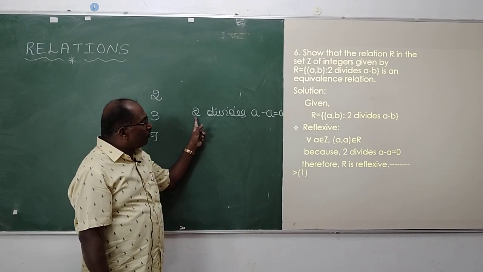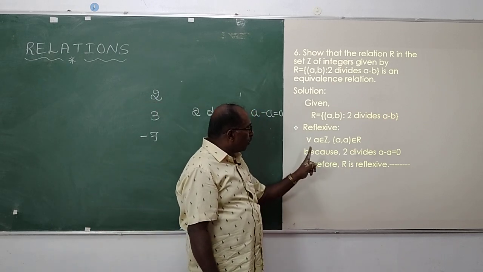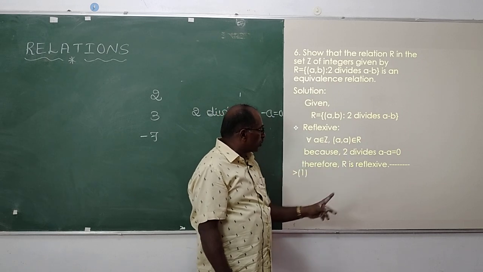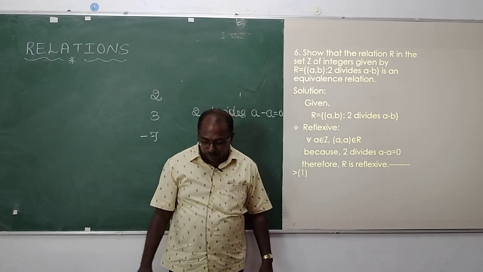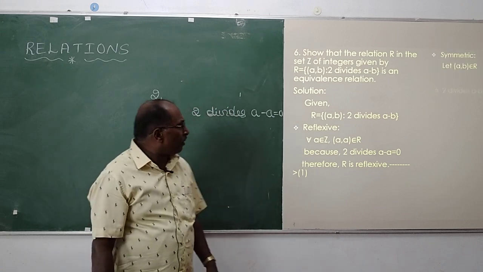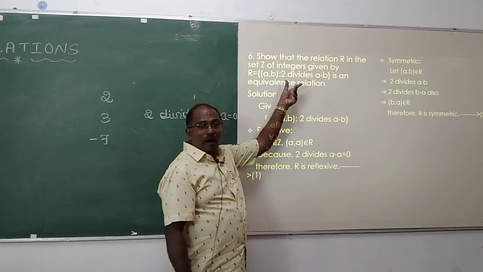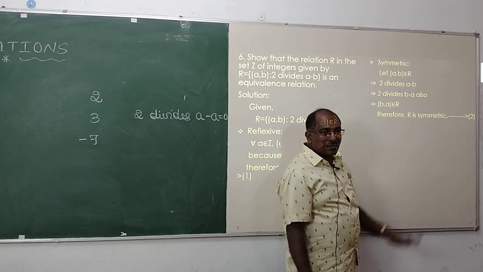Since 2 divides a minus a, which is equal to 0, we can say for every a belonging to Z, (a, a) belongs to R. Therefore, the relation R in Z is reflexive. Now, let us determine whether R is symmetric or not. Since we have to show that R is an equivalence relation, we have to prove R is symmetric.